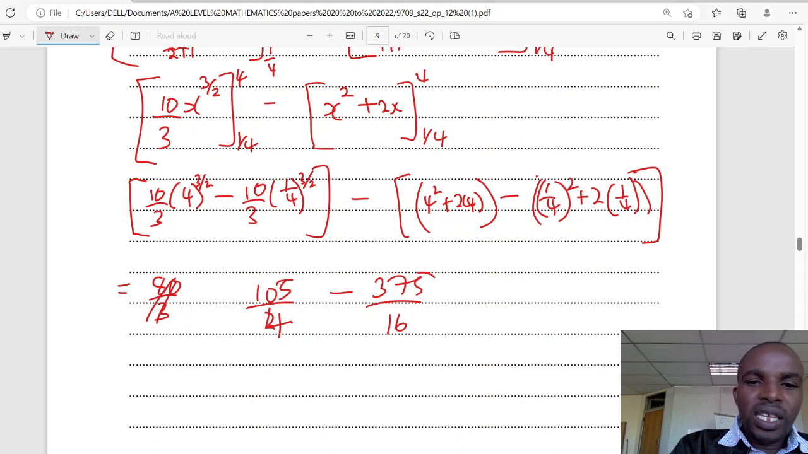Then you can subtract: 105 over 4 minus 375 over 16. You get 45 over 16.